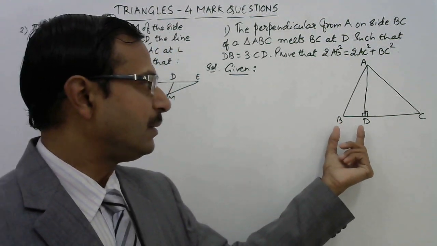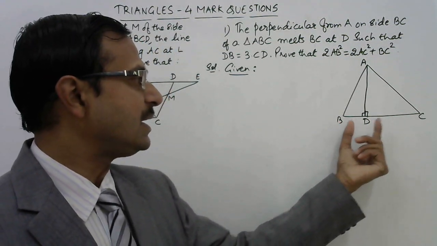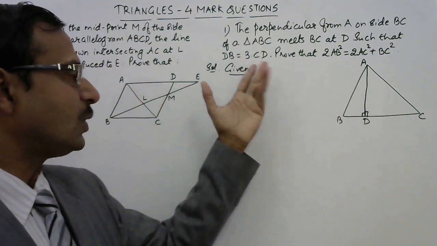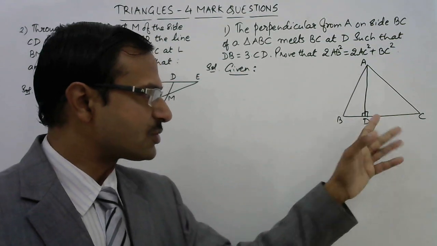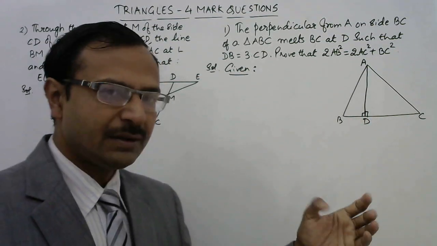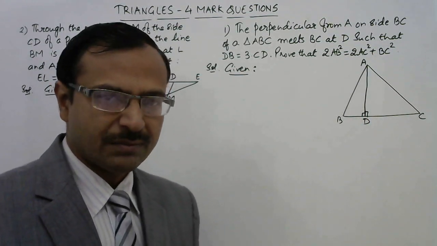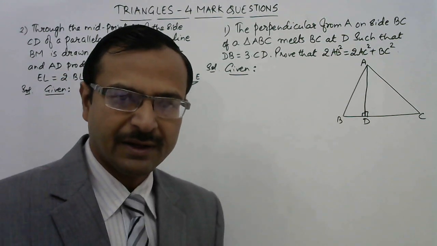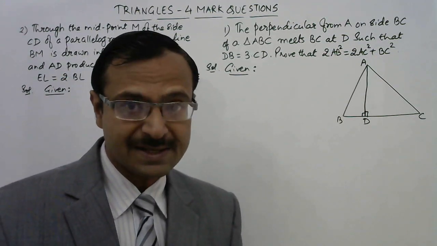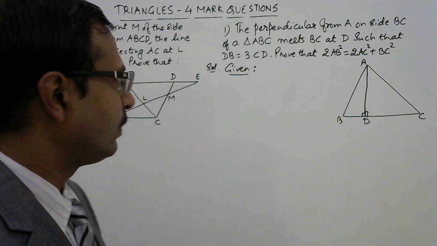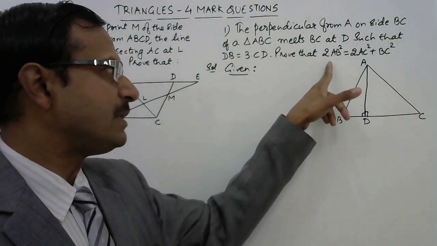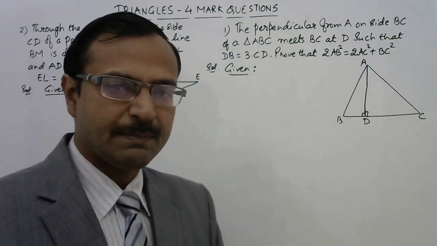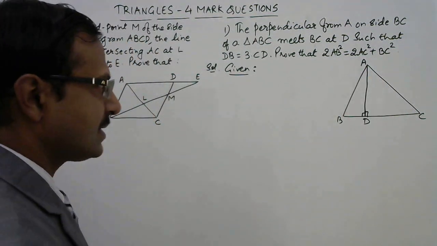This part BD is 3 times CD. So it might not look so in the figure which is drawn here, but it doesn't matter. Accuracy may or may not be there in questions of geometry, except constructions, of course. So BD is 3 times CD, and we have to prove that 2AB square equal to 2AC square plus BC square. So let's see what is given in this question.